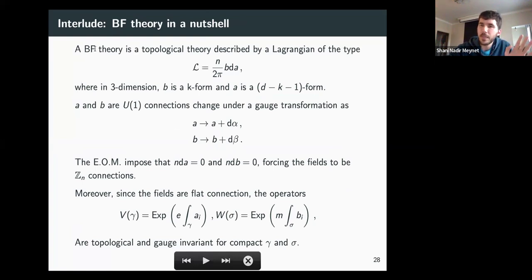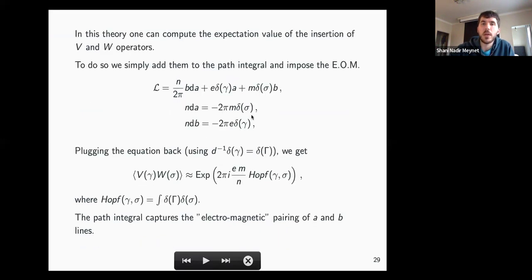If you take a BF theory, which is a theory of U(1) connections, you require gauge invariance of the action, and this is invariant under the usual linear gauge transformation. You define some operators that are gauge invariant, and now you want to compute the expectation values of the insertion of this operator in the path integral. This is achieved by adding to the Lagrangian some delta functions. These delta functions are nothing but the locus in which your operators are inserted.